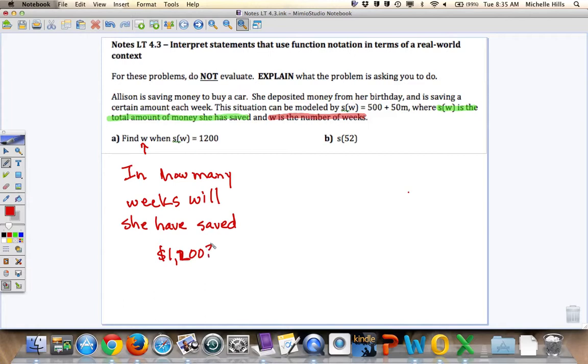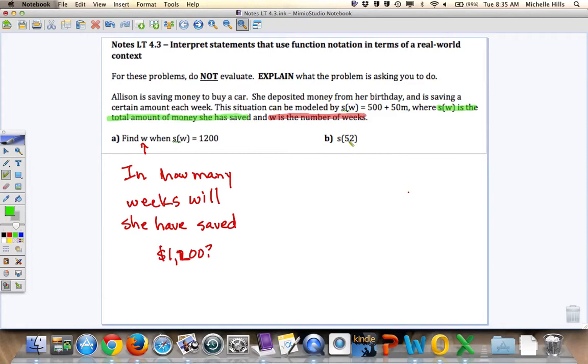Notice how I just skipped right to what are they asking for? They're asking for W. What does that mean? Oh, so they're asking in how many weeks? And what did they give me? What's this 1,200 mean? Oh, it means she's already saved $1,200, or she's going to save $1,200. How many weeks is that going to take?